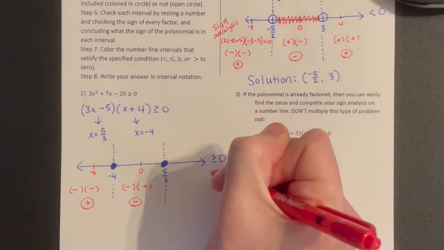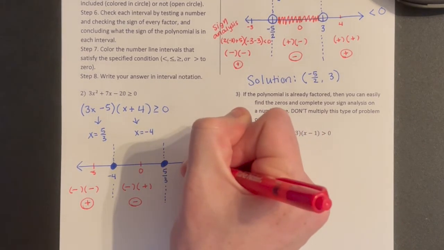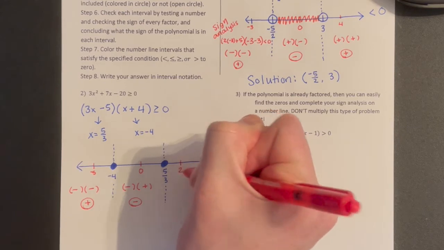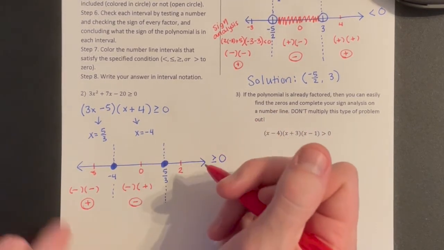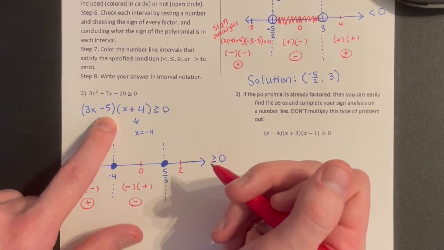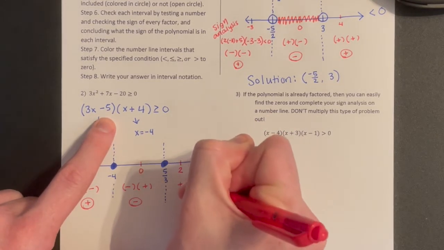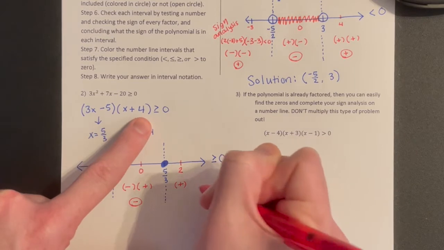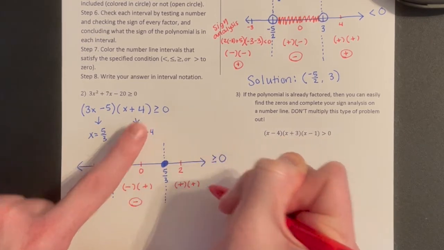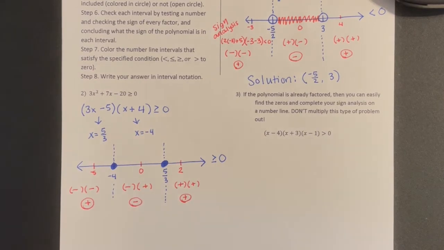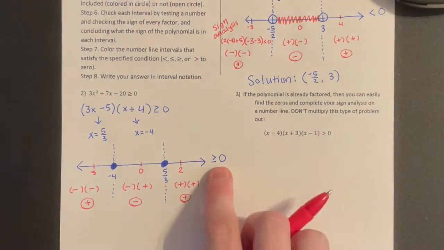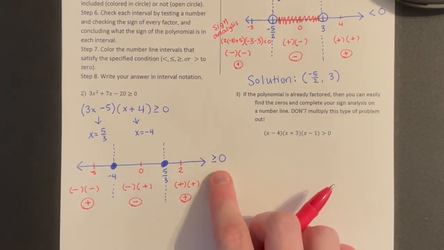Lastly, we pick a value to the right of 5/2, so this could be something like 2, or 3, 4, 5, anything bigger. So if I plugged in 2, I get 6 minus 5, which is still positive, and 2 plus 4 is 6, so that's still positive. And a positive times a positive is positive. So we are looking at when this was greater than or equal to 0.